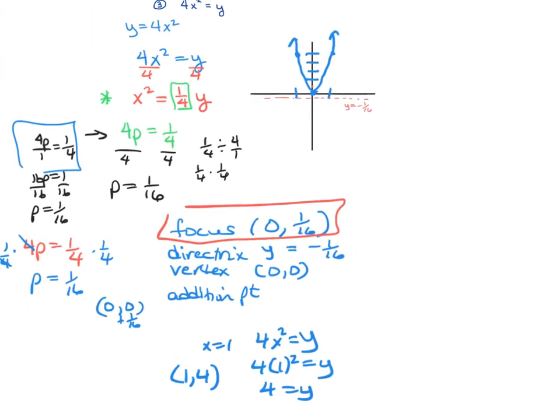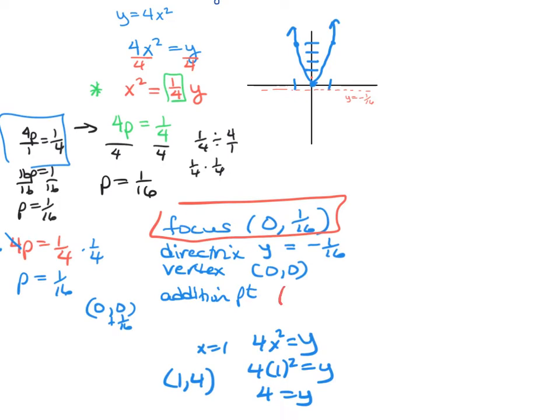So we found everything we needed. Our additional point here is the ordered pair (1, 4). Again, everybody's additional point may end up being different depending on what you plug in. So you need to find these 4 things. However, to find them, you really need to find the p-value.